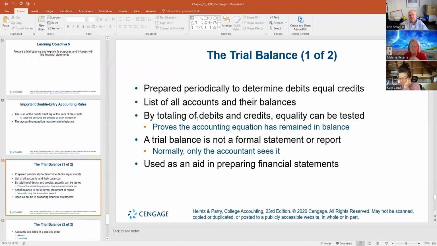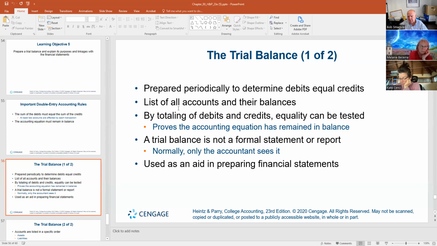And the trial balance is prepared periodically, typically at month end for sure. But you might run it during the month if you wanted to look at something. But typically, it's a month end worksheet. It's going to list all of the accounts, all of them, and their balances. And then we prove that the accounting equation is in balance.